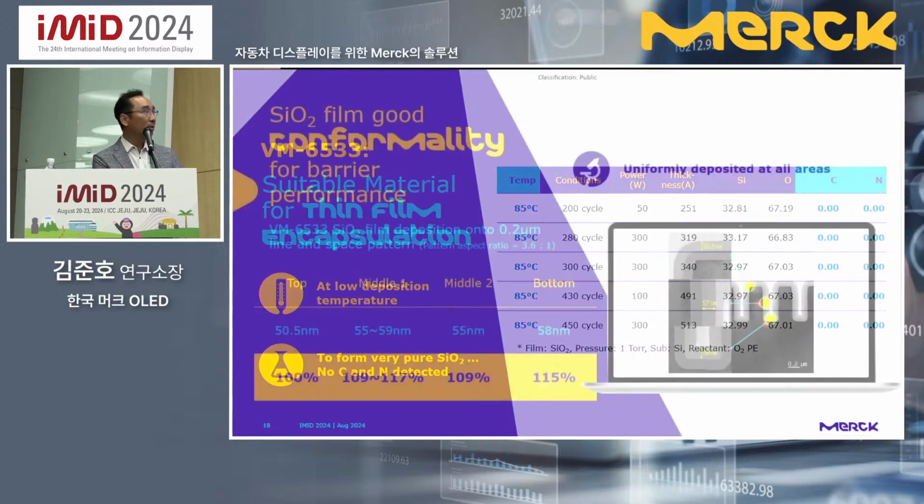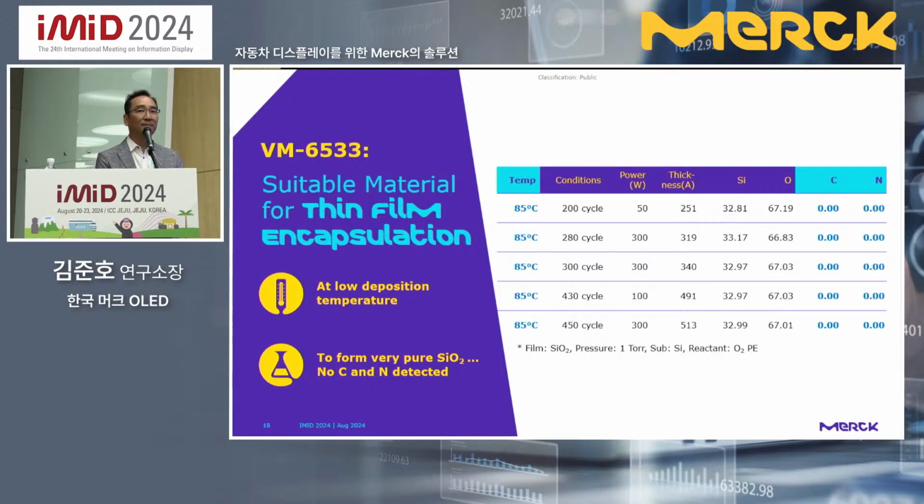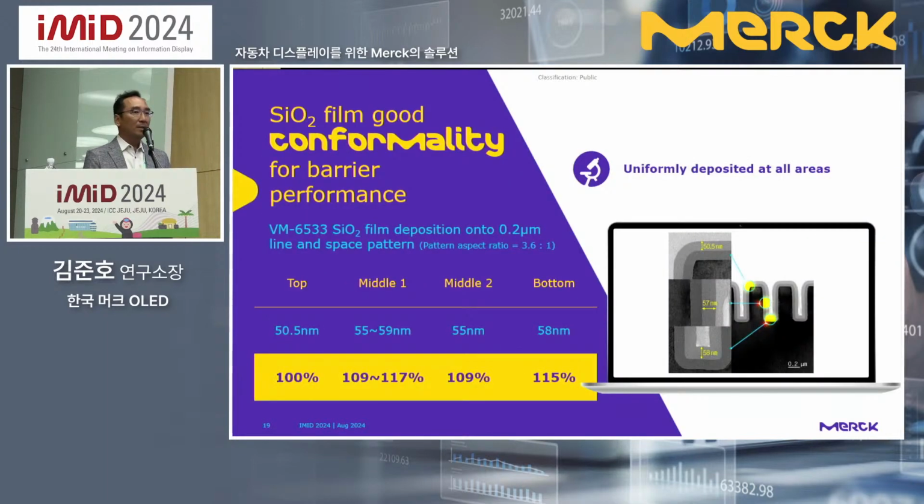Here, zero doesn't mean an absolute zero. It means under the detection limit, and the typical detection limit is 1%. That shows the really uniform film formation, or conformality, of our ALD precursors. Wherever you look, the thickness of the film is almost the same, and you don't have voids or fails. That is the beauty of our ALD precursor and ALD processes.